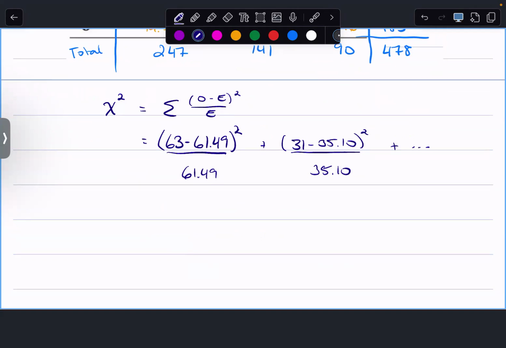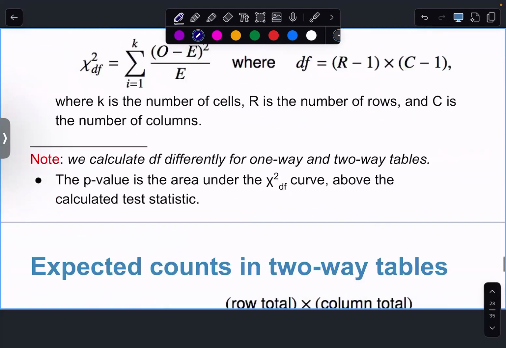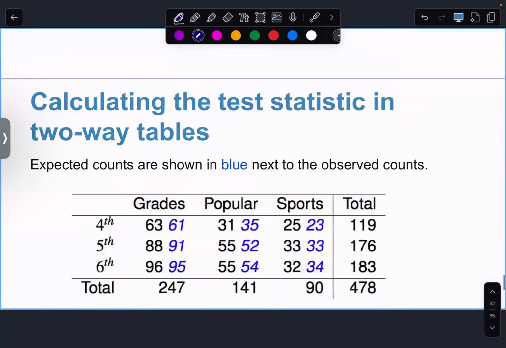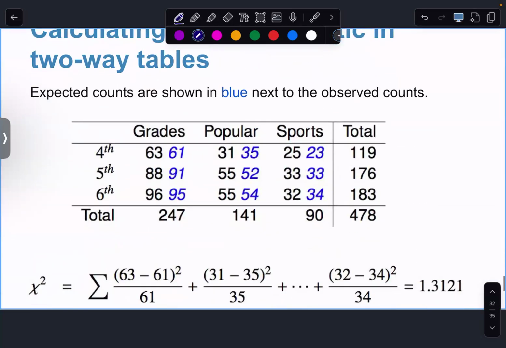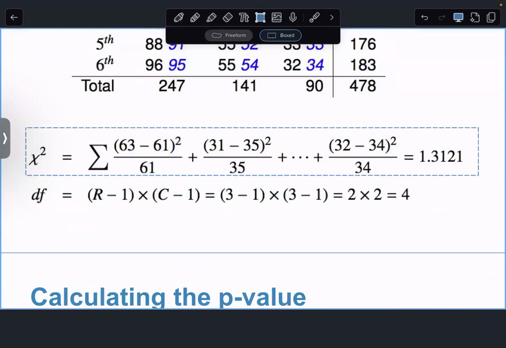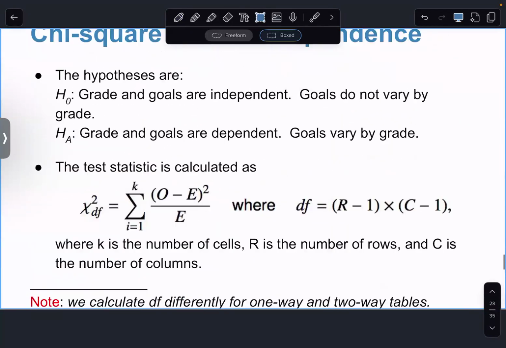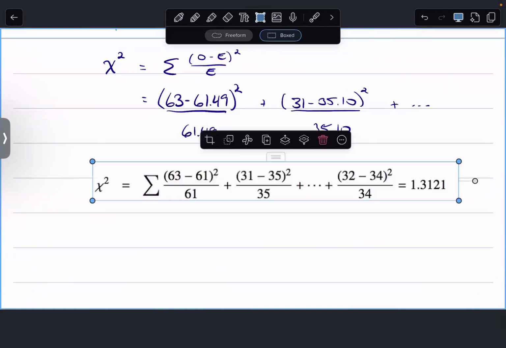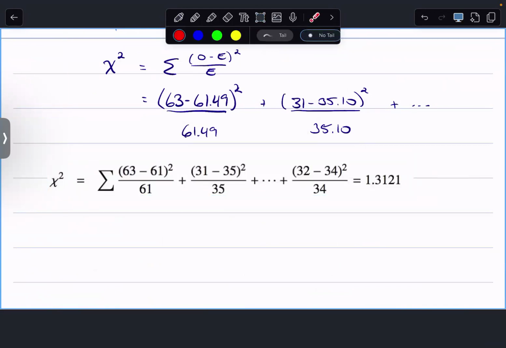Can I cheat from here? Sneaky. I'm gonna steal it. Look at this. Copy from way later in the slides. Hey, even they cheated. And you get the idea. Our calculated chi-squared, 1.3121, just itty bitty. Depends on the degrees of freedom though.